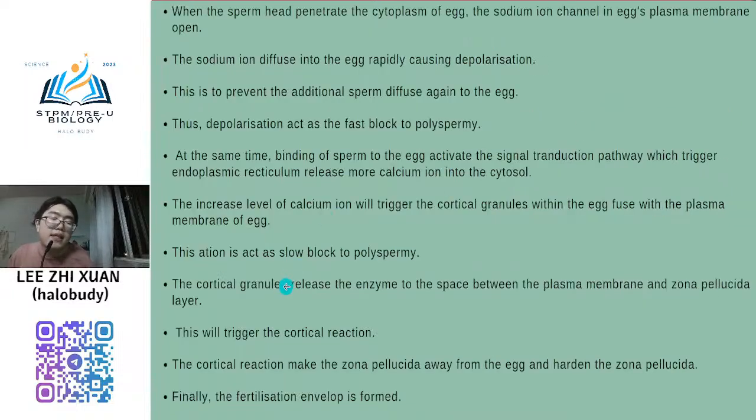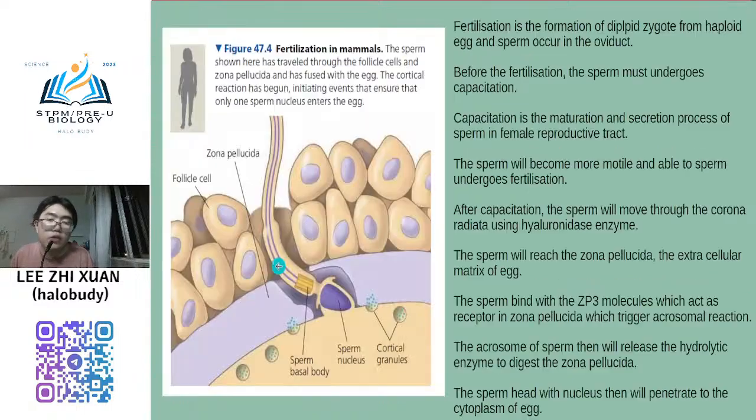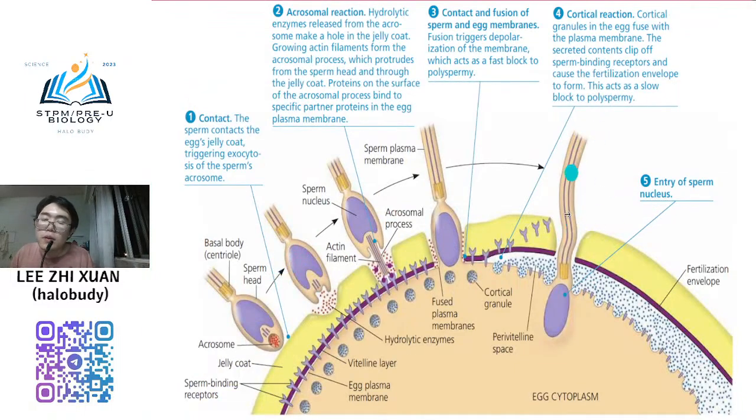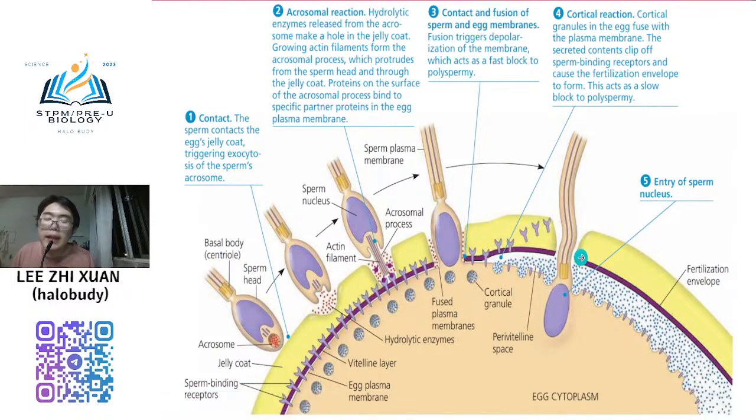Okay, so once the gap, the space between the plasma membrane, is created, it will trigger the cortical reaction. The cortical reaction moves the zona pellucida away from the egg and hardens the zona pellucida. So now your fertilization envelope is formed. Now your sperm nucleus has totally entered into the cytoplasm of the secondary oocyte, and then the fertilization process is completed. So this is the whole fertilization process.